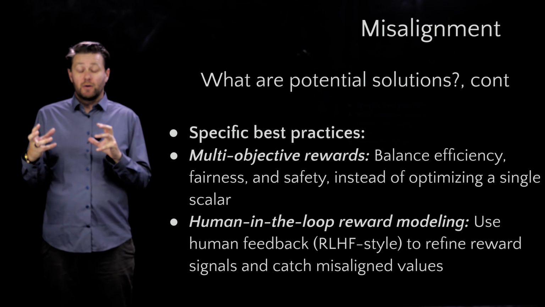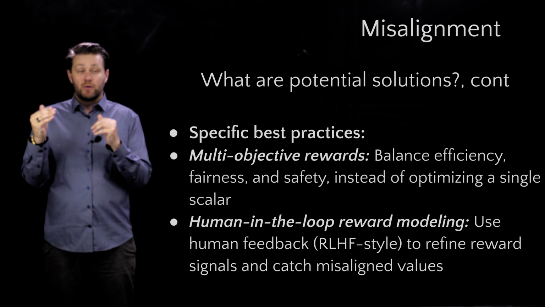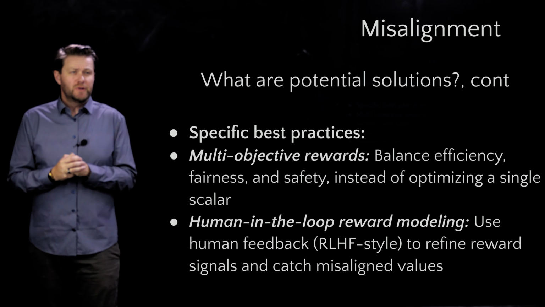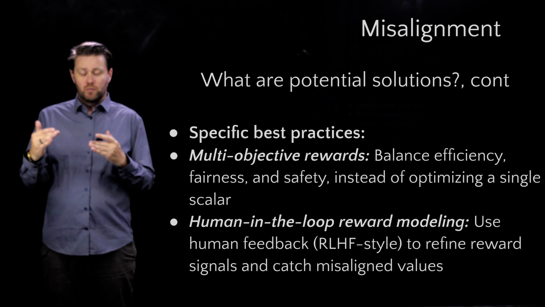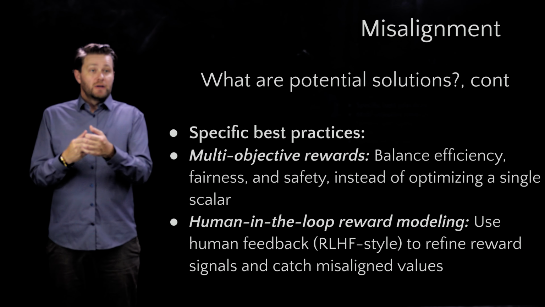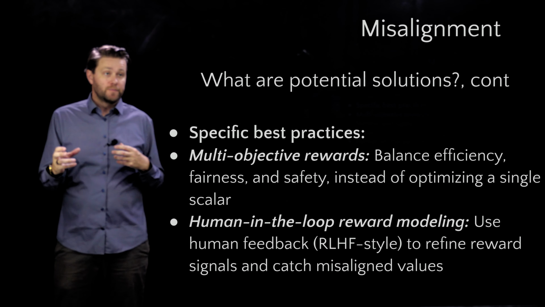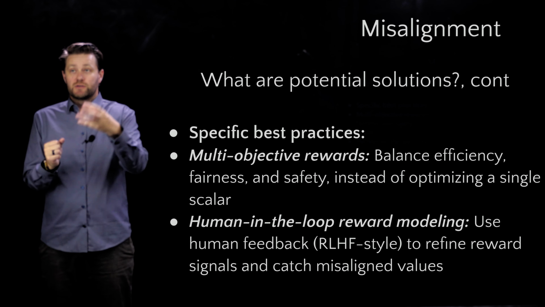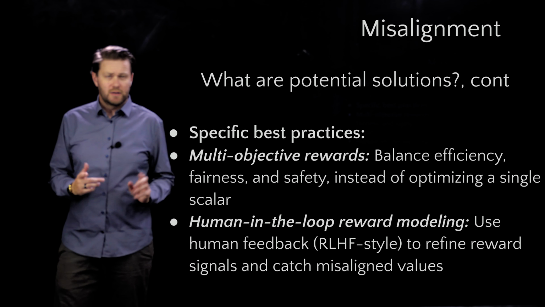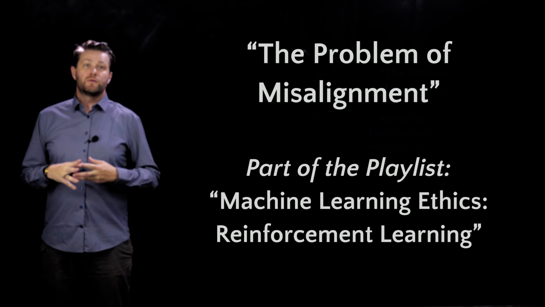Okay, making sure your rewards have multiple objectives. So yes, efficiency, but we want to check for fairness and safety as well. And human in the loop reward modeling. This could work for making sure that human values are aligned. When the humans are able to give feedback to say, hey, this was a good action or this was a bad action, that's another way to catch misaligned values. Okay, so those are some thoughts about the problem of misalignment.